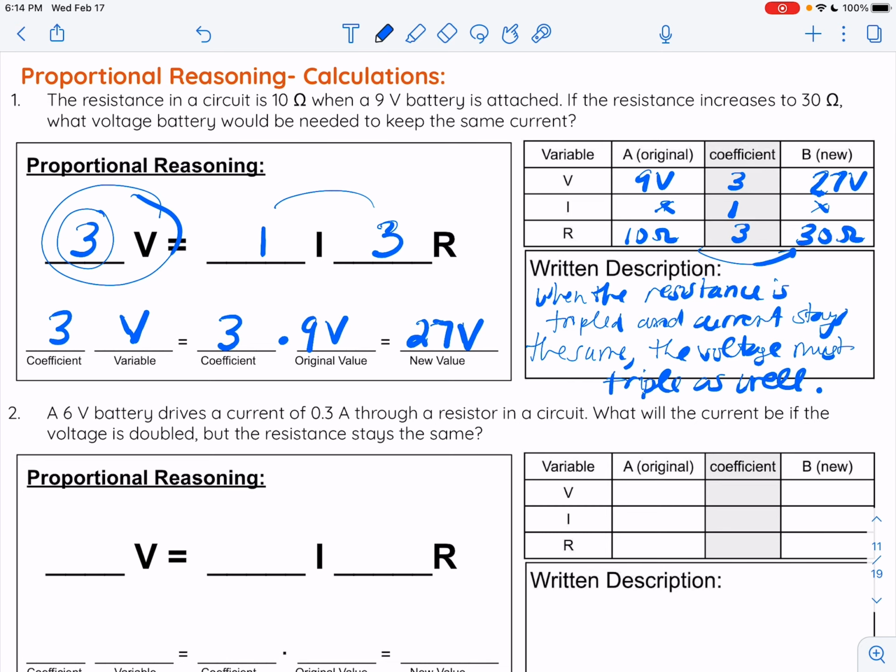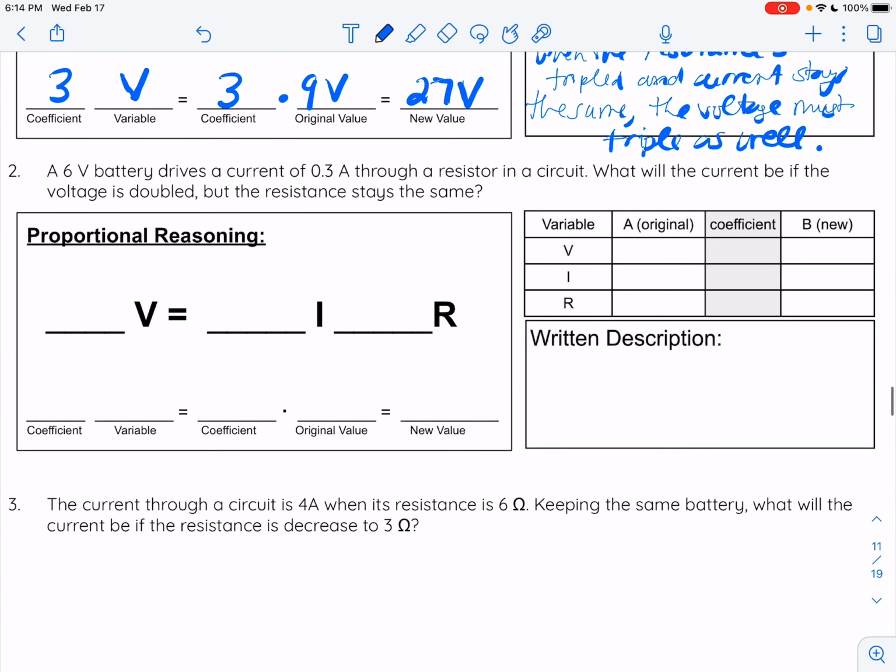Okay, number 2: a 6-volt battery drives a current of 0.3 amps through a resistor. What will the current be if the voltage is doubled? So I'm going to double the voltage, making that 12, but the resistance stays the same. Again, I don't know the resistance, but it doesn't matter because I want it to stay the same. So the resistance is going to get a 1. My voltage is going to get a 2.